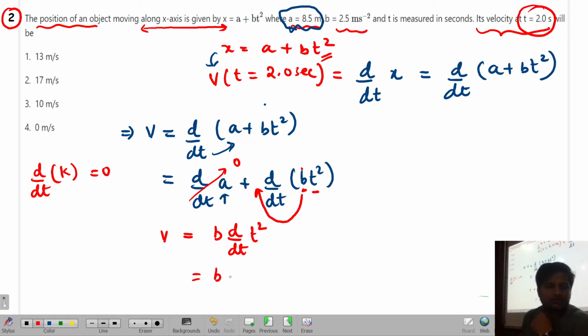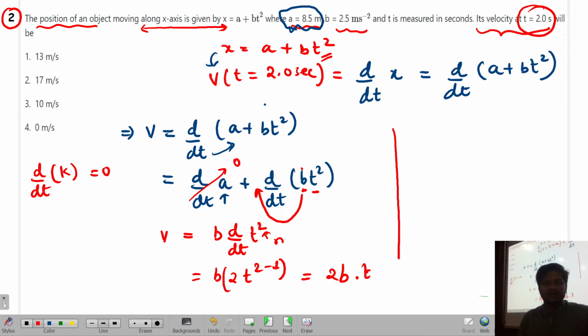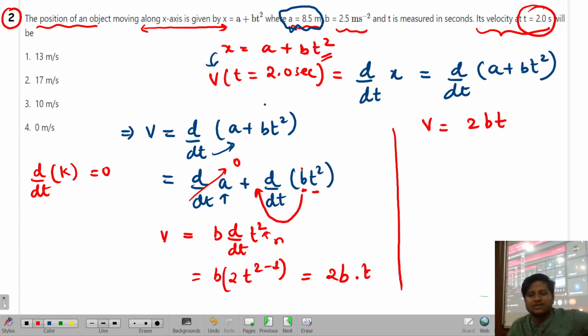What am I going to get? b. And as you know, d by dt of t to the power of n, here n value is 2. So what will be the relation? 2 t to the power of 2 minus 1. So what you got as velocity? 2b into t. Are you able to understand, everyone? Yes or no? So what I got as the velocity equation is equal to 2bt. Yes or no?